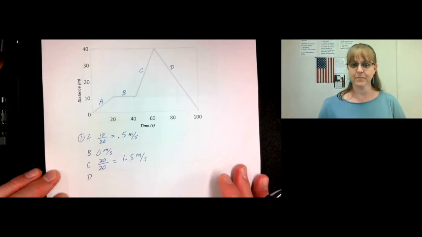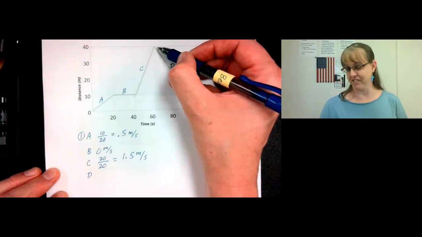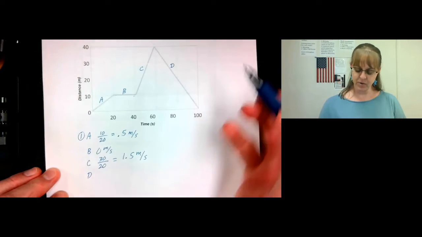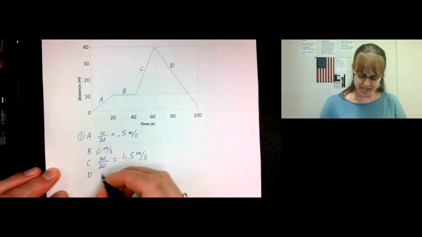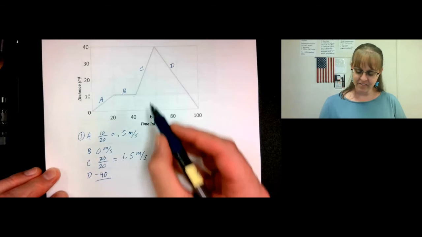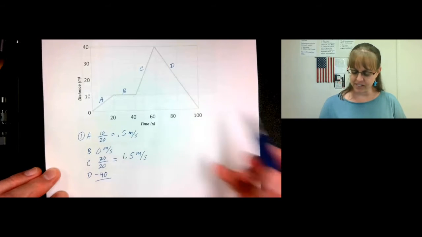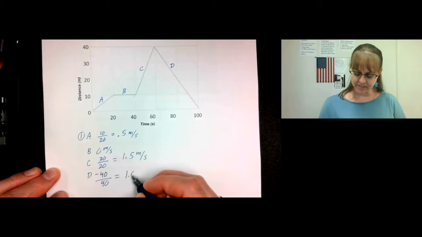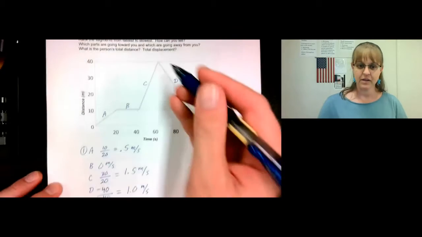And letter D, we have a rise, actually a fall from 40 all the way down to 0. So that's a rise of negative 40 because it's going back down instead of up. Then there's a run. We start with 60 and we end up with 100. So 60 to 100 is a run of 40. Negative 40 divided by 40 gives us a speed of 1 meter per second. Notice that I'm just taking the absolute value.